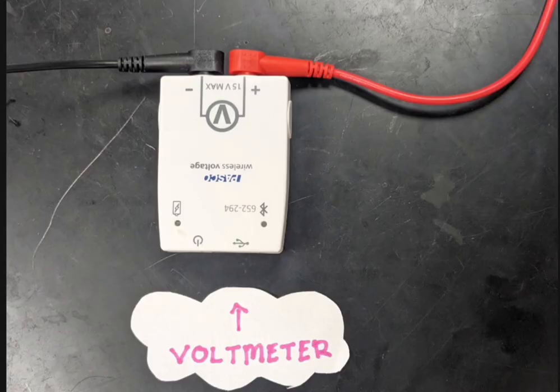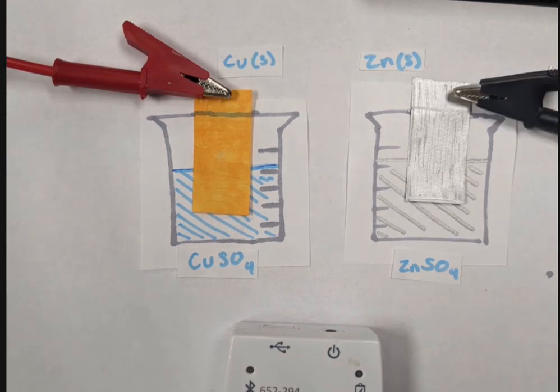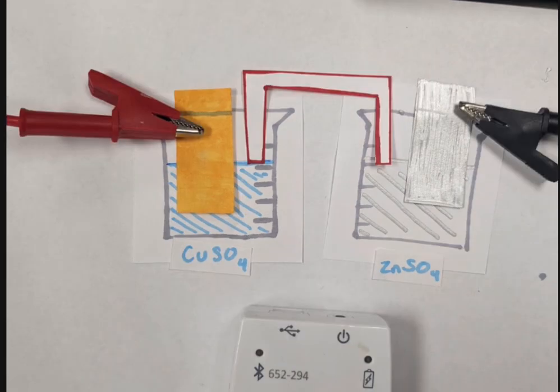This is a voltmeter. We'll be using this to measure the voltage of our galvanic cell. It has 2 wires, a red one and a black one, which we will be clipping to the copper and the zinc solid. Looking back to the beakers, we're going to add the red clip to the copper solid and the black clip to the zinc solid. Now we've added our salt bridge. We'll circle back to this one later.